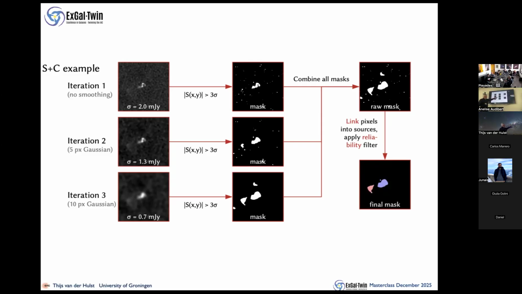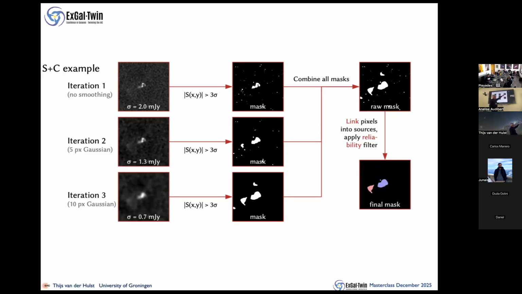If you smooth it, you find fewer. And if you smooth it more, you find more extended sources and fewer small ones. The noise is not being picked up as much as it is here. And all the masks are then combined. So basically, you have all these masks from all these various smoothing steps.